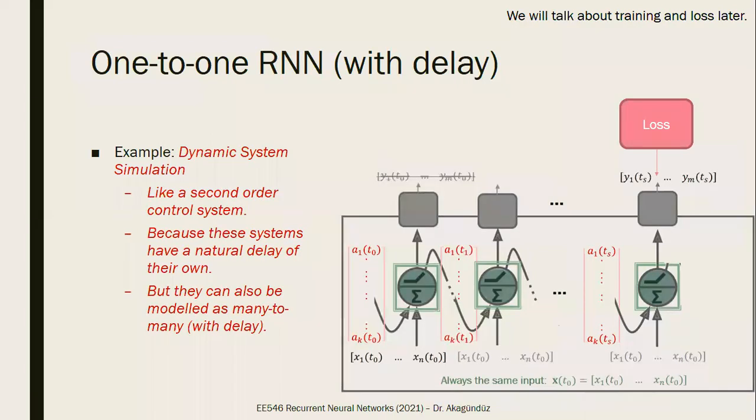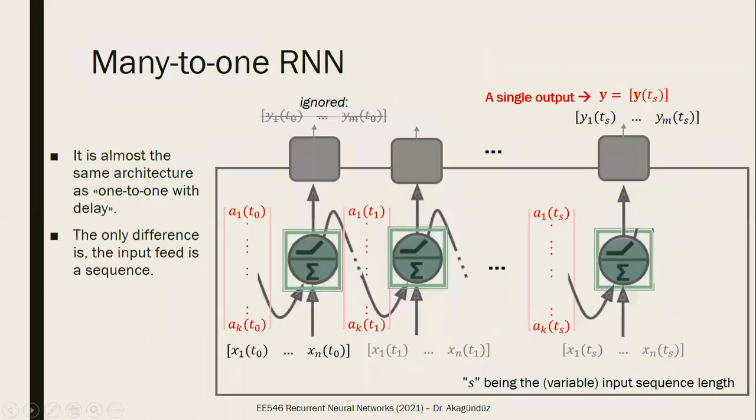Okay, so if you want to emulate a dynamic system, you can model it as one-to-many with delay if you have a single input, or if you have a varying input, which is the case for most dynamic systems, many-to-many with most probably a delay, which we are going to cover in the following examples. Good.